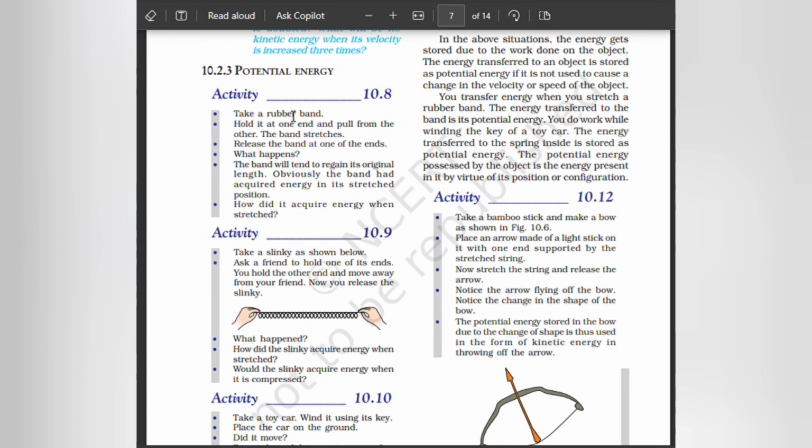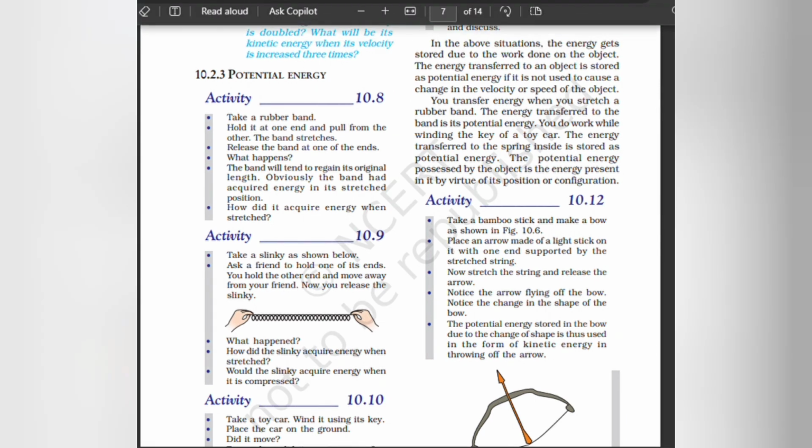Potential energy. Activity: Take a rubber band, hold it at one end and pull it from the other. The band stretches. Release the band at one of the ends. The band will tend to retain its original length. Obviously, the band had acquired energy in a stretched position. How did it acquire energy when stretched?